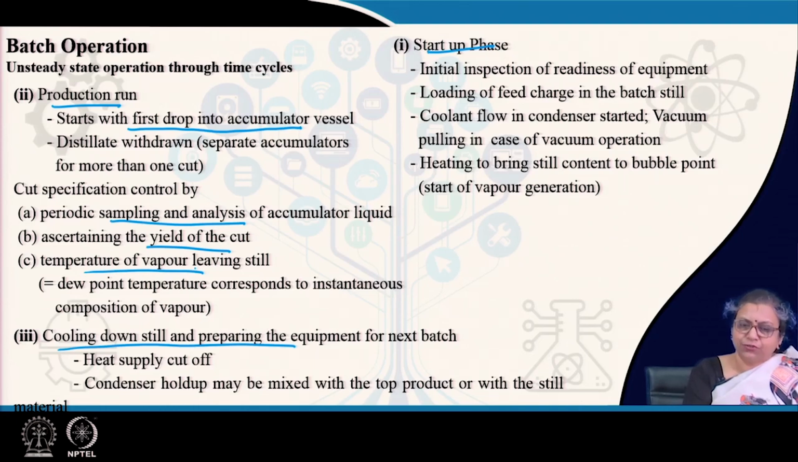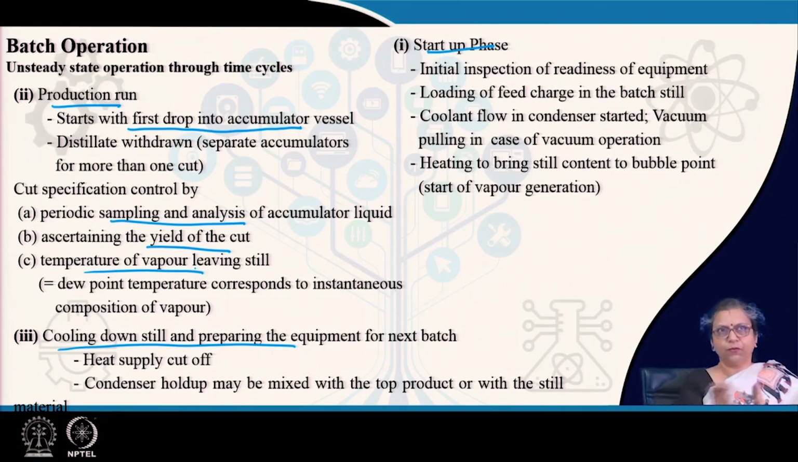So, in this way we continue the production run as long as we are getting the distillate of our specifications, or possibly if the bottoms product is specified, we attain the specification of the bottom product. Depending upon the specification, we would like to continue the production run. When we find that our specifications are no longer being met, then we go to the end phase or the cooling down phase, where the still is cooled and we prepare the equipment for the next batch. We cut off the heat supply line, and then there will be some amount of liquid accumulated in the condenser. It is either mixed with the top product or it is mixed with the still.